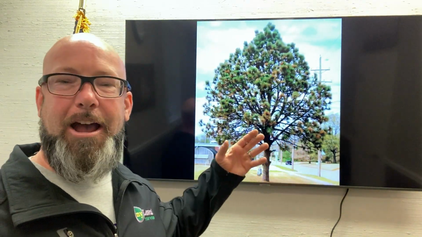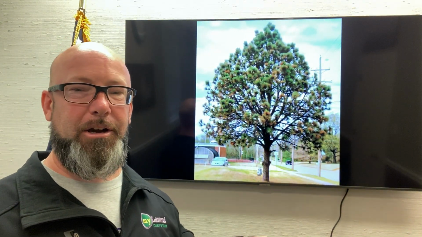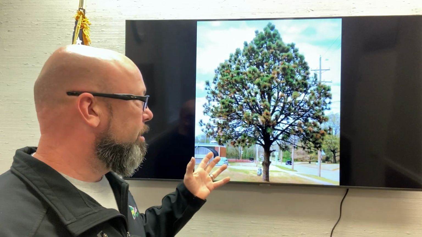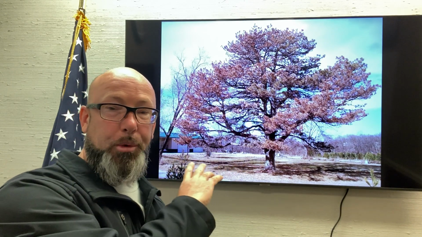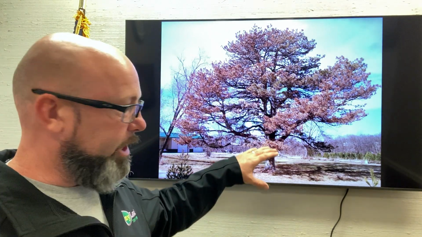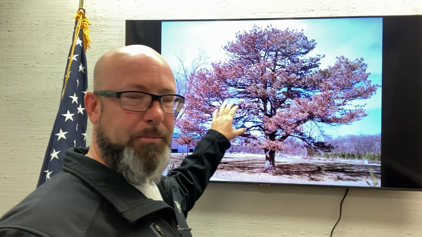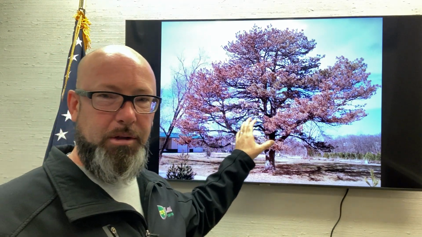So when we get some phone calls, and we have a tree that looks like this, they will think that they have pine wilt and that they need to cut it down and get it out of there. Well, this tree here had pine wilt. Pine wilt will kill a tree in about 3 weeks to 8 weeks, maybe a little bit longer, depending on the significance of the infestation. But this tree here died from pine wilt. It's done. There's nothing you can do about it.